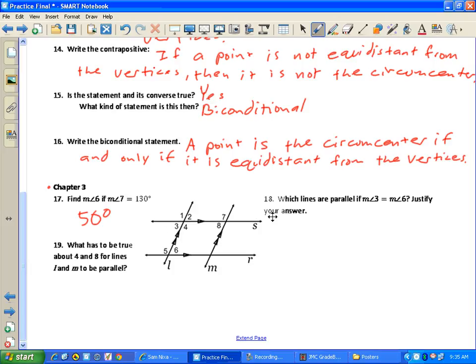Which lines are parallel if 3 and 6 are the same? Well, 3 and 6 are alternate interior on this transversal. So if this is my transversal, it's crossing line S and R. So those would be the ones that would be parallel.